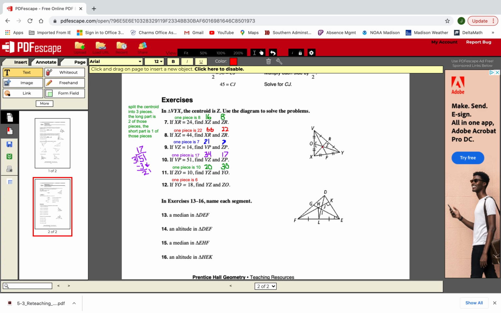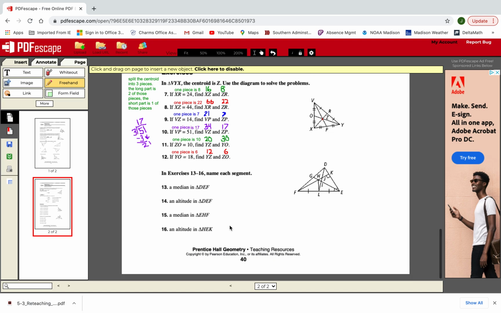So ZO is 6. That's our short part, which is just one of the 3 pieces. YZ is the long part, and that's 2 of the pieces. So 2 6s is 12. And you can see that YO is YZ plus ZO, and 12 plus 6 is in fact 18. So we got that one also.